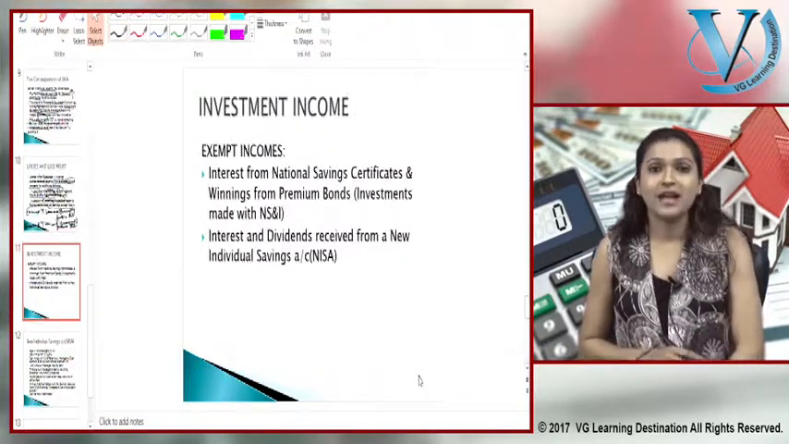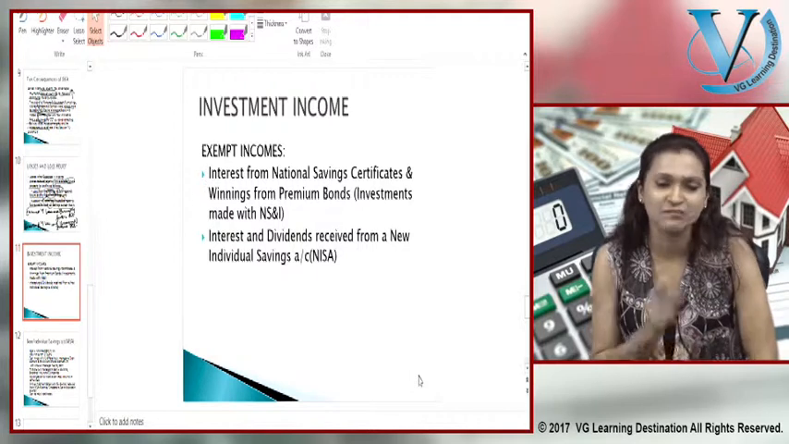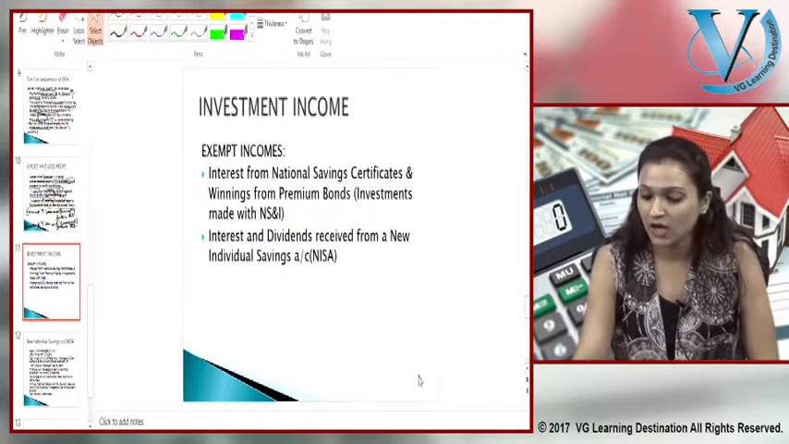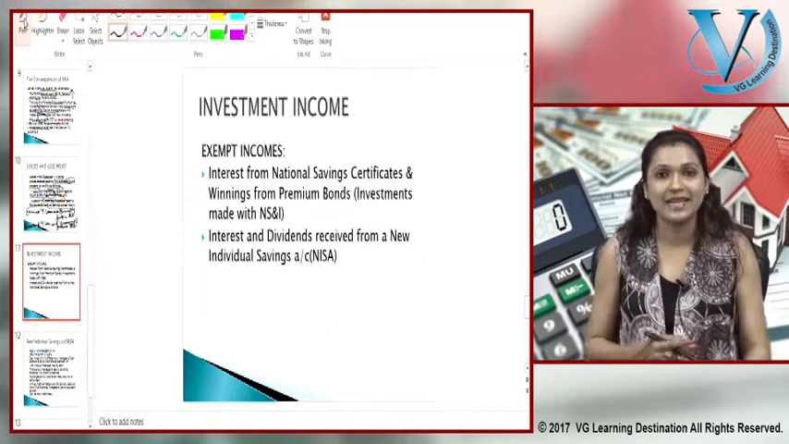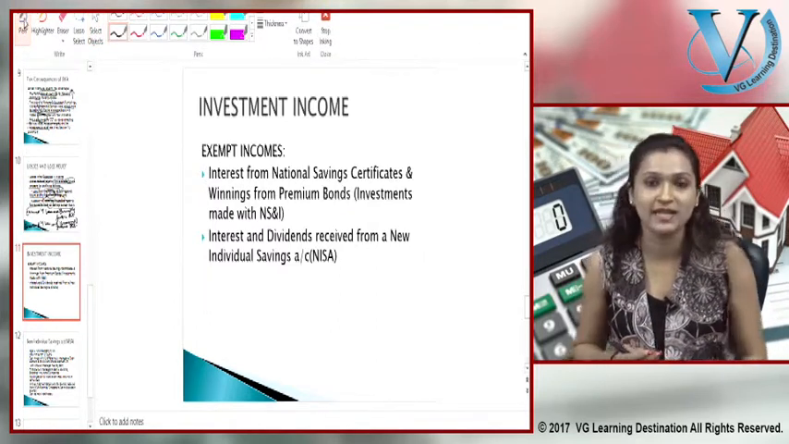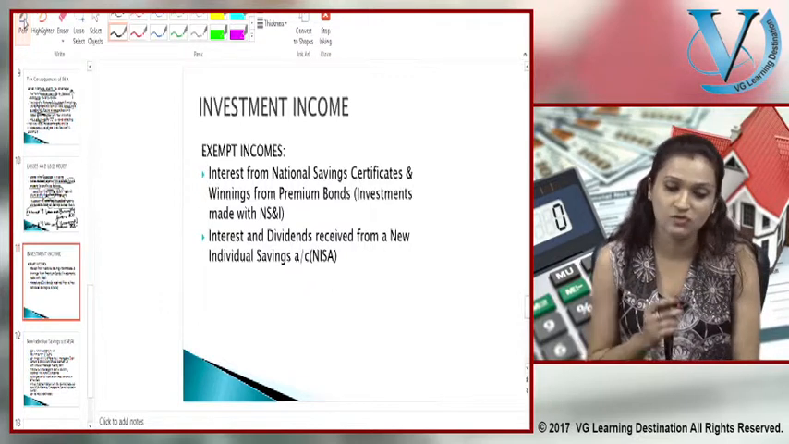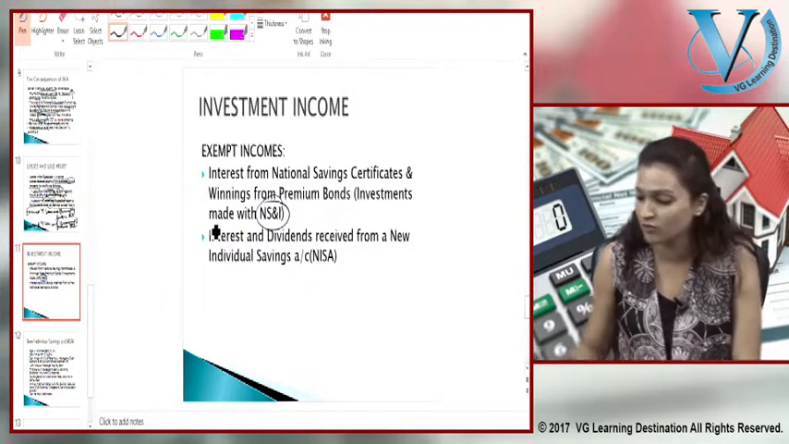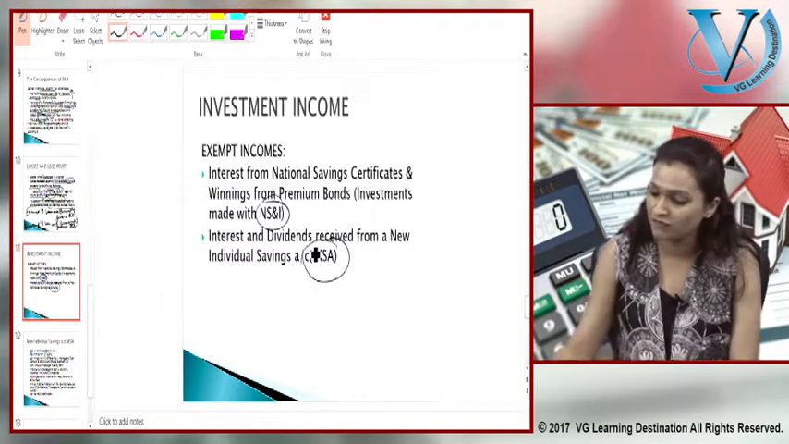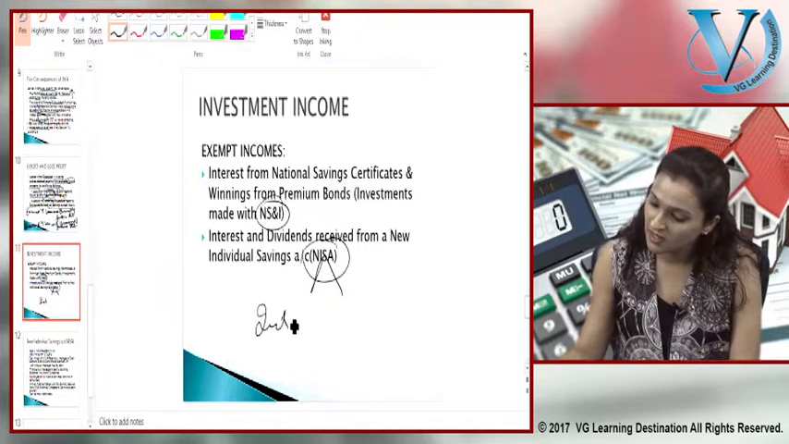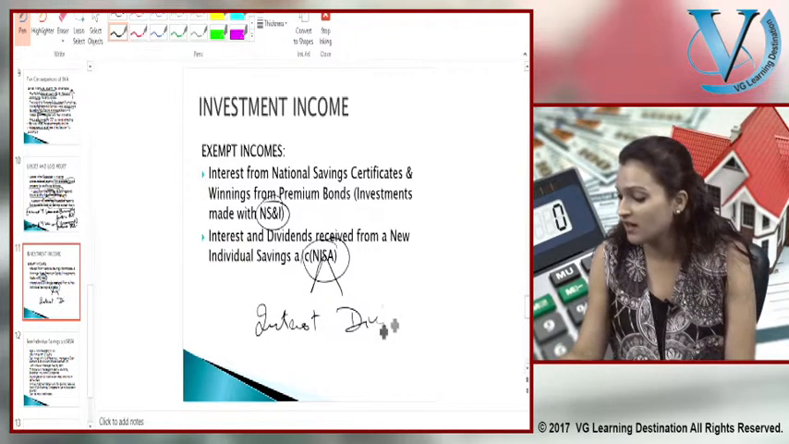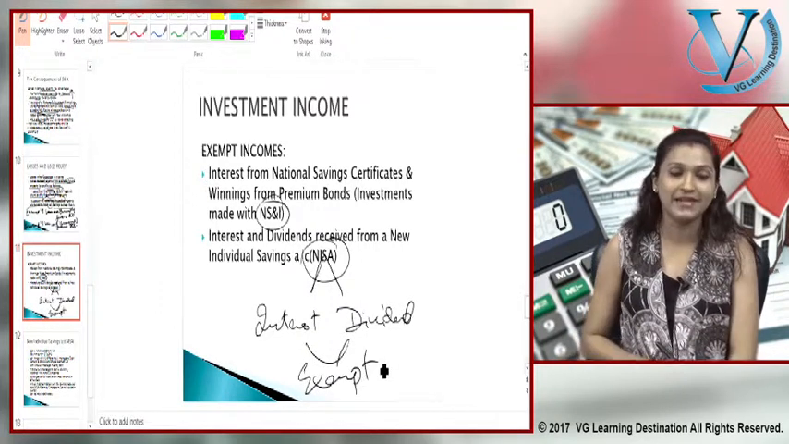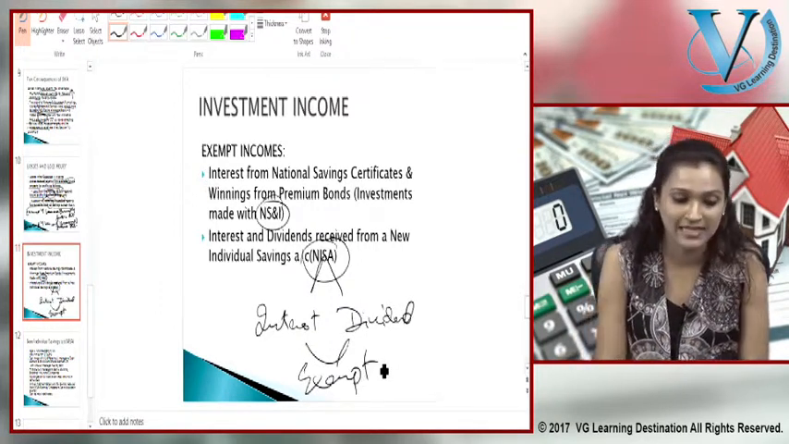Now that we've done property income, let's briefly look at how our investment incomes are basically accrued. A few of your investment incomes are exempt incomes. Incomes arriving from your NISA accounts, both in the form of interest as well as dividend, are exempt income. So there is no tax liability that arises from these incomes.